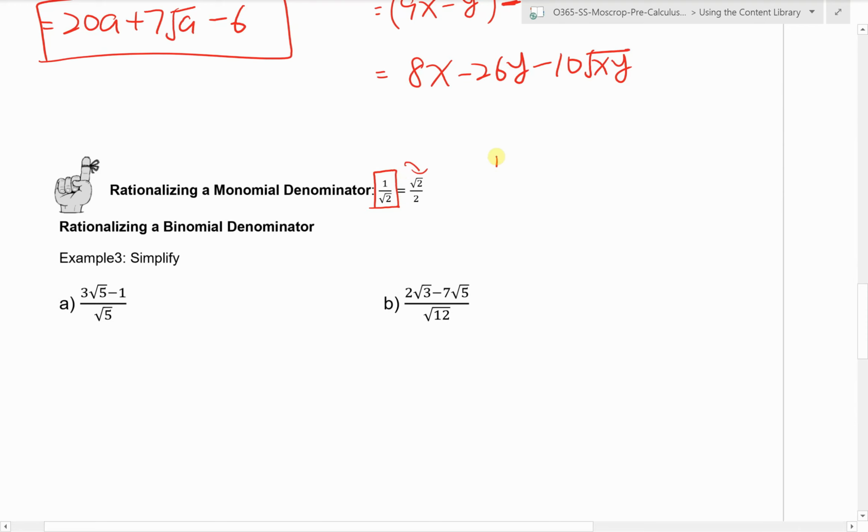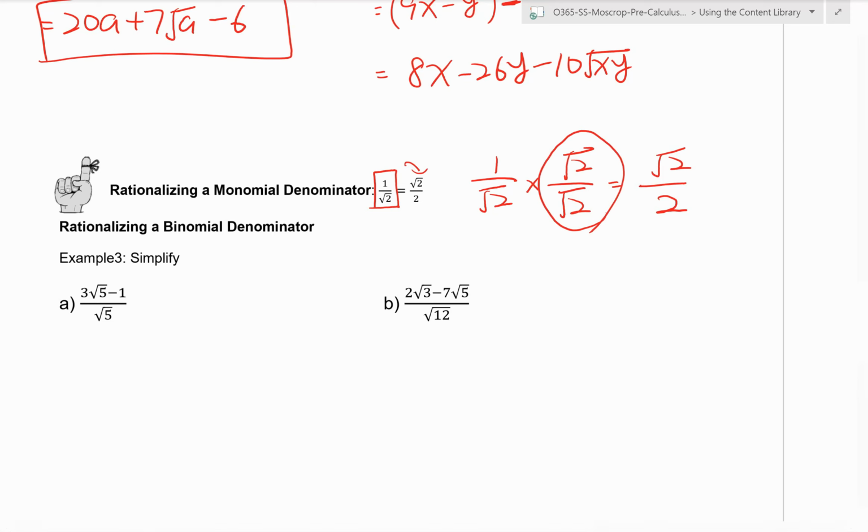So how we rationalize a monomial denominator is we simply multiply by that radical itself, because we know that root 2 times root 2 simply becomes a 2. And you can see we do not have any more radicals in the denominator, and that's how I got root 2 over 2 there. And I can do this because root 2 over root 2 is 1. So I can multiply by 1, and that's fine. Not a big deal, right? I can actually multiply by 1. That is okay.